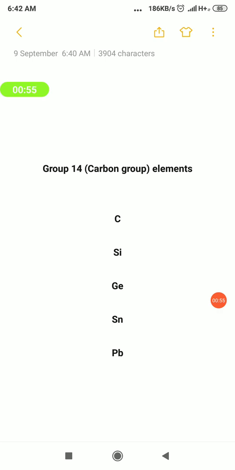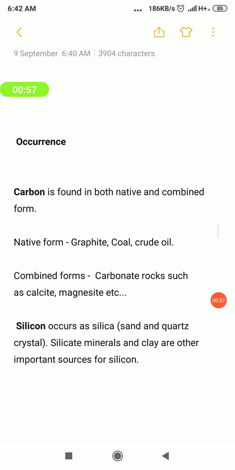Okay, first occurrence. Occurrence means the source in the earth crust from where we obtain these elements. Here it's given only about carbon and silicon. The other elements are not included. Only the occurrence of carbon and silicon is taken in this chapter.